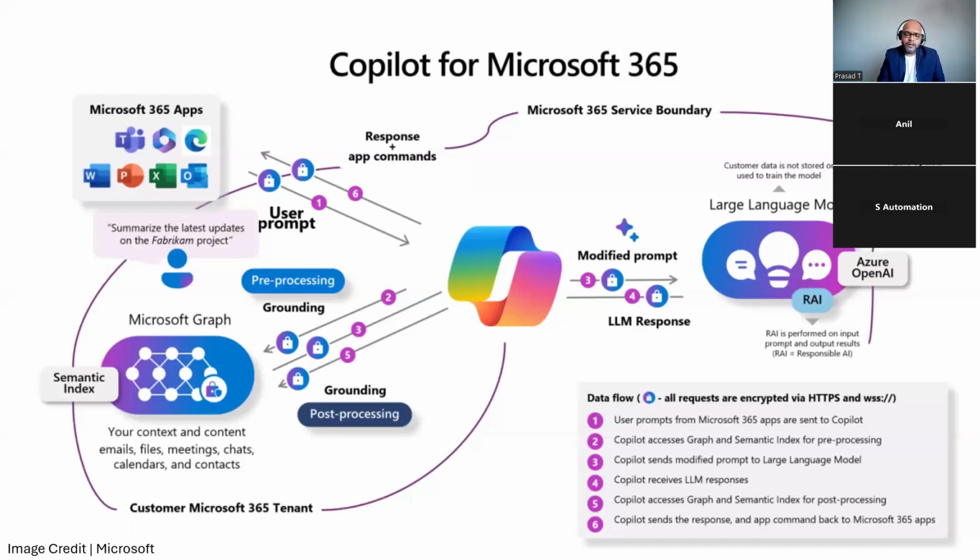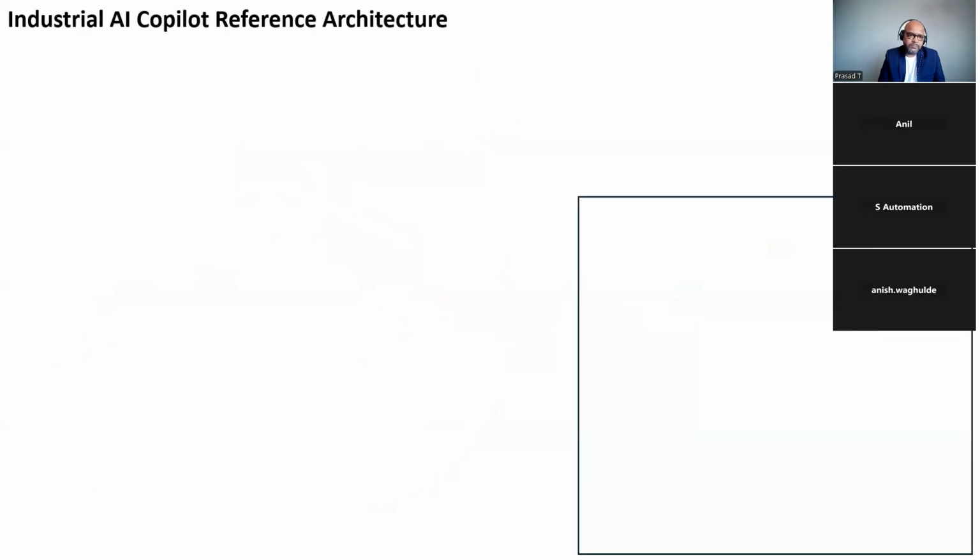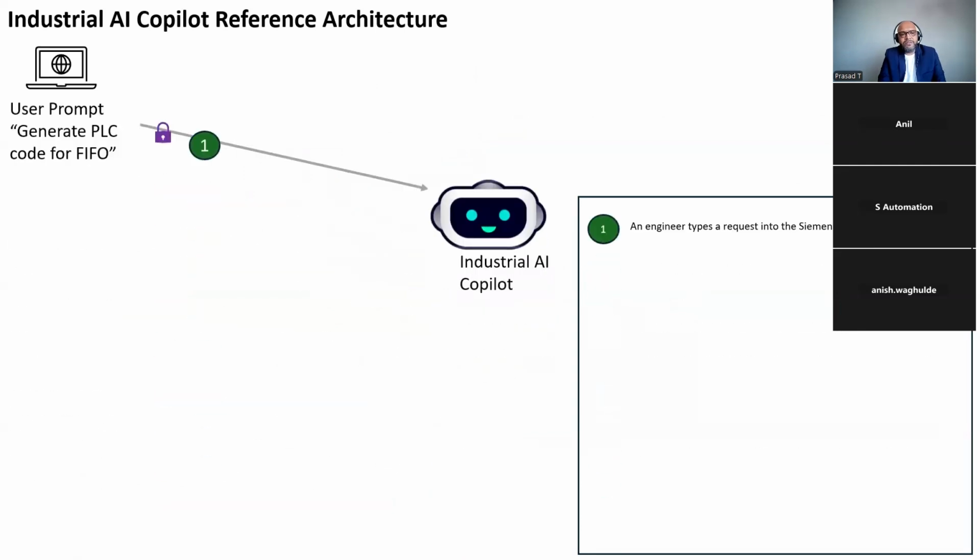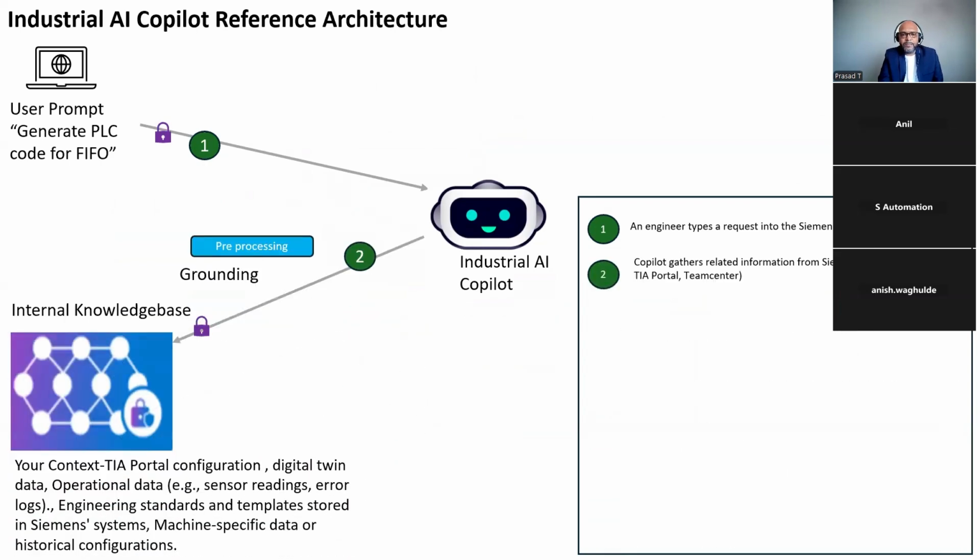So similarly, based on this, this is the Siemens architecture. Not Siemens, I would say, but any industrial Copilot architecture. It starts with a user sending a query, for example, generate a PLC code for first in, first out logic. Then the Copilot gathers the related information from the connected tools of that particular software, which can be an internal knowledge base. For example, it could be internal TIA Portal configuration, digital twin data, operational data. This is one example of RAG.